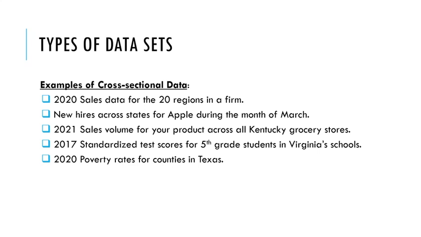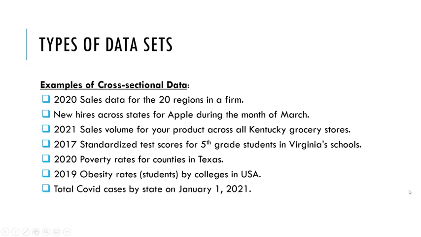I could be looking at 2020 poverty rates for counties in Texas. An entity would be a county in Texas, and all of the data is for 2020. Or 2019 obesity rates of students by colleges in the United States. 2019, it's just one point in time. I've got a bunch of different entities. Remember, it's not students, it's obesity rates by college. So an entity here would be a college.